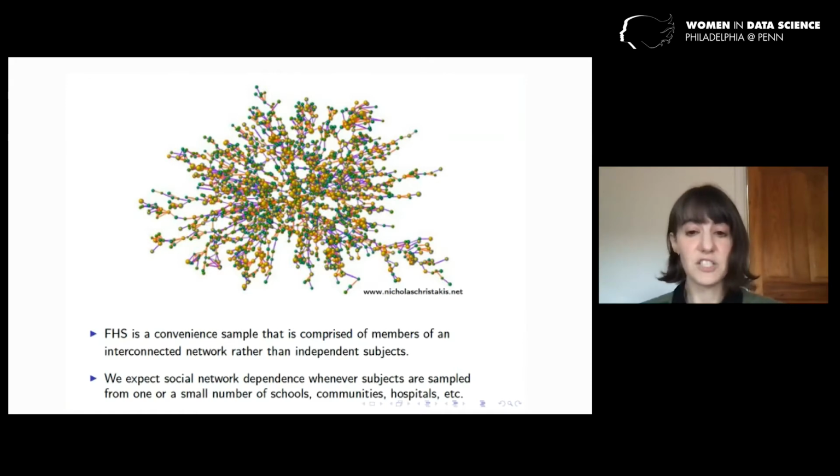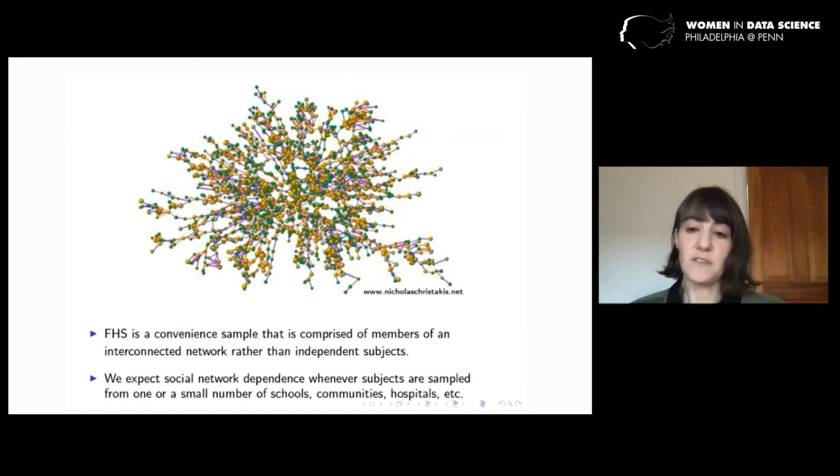For example, psychology studies that recruit undergrads from a single university, education studies that recruit subjects from one or a small number of schools, medical studies that recruit subjects from one or a small number of hospitals, and any study that recruits subjects from one or a small number of communities could fall into this category. And these convenience samples are always analyzed using, again, these IID methods that assume that the subjects are independent.